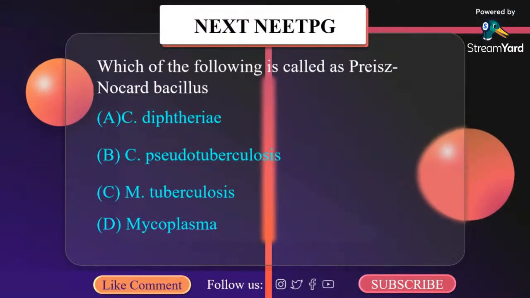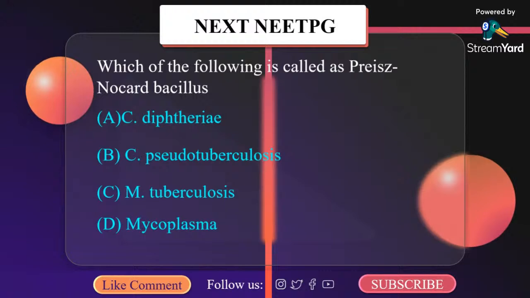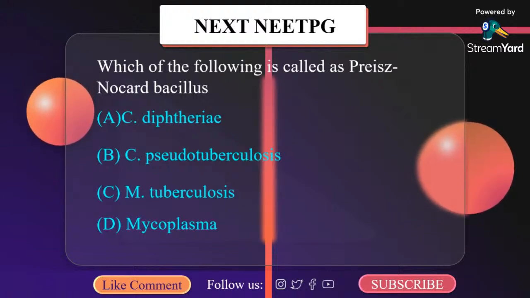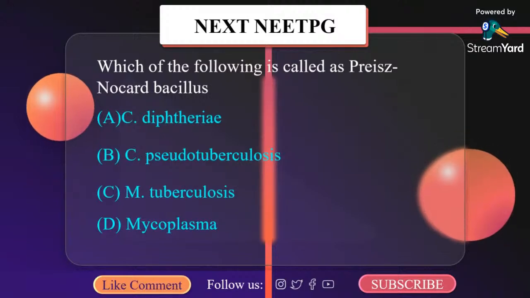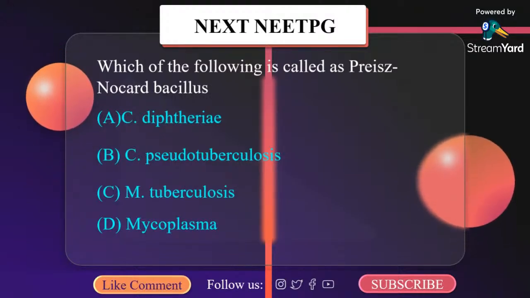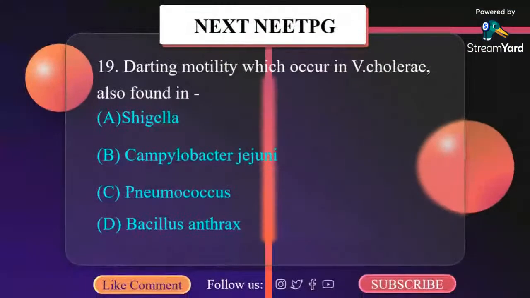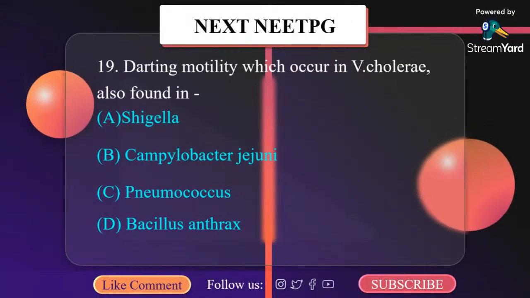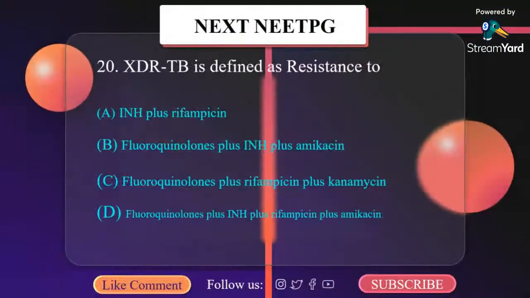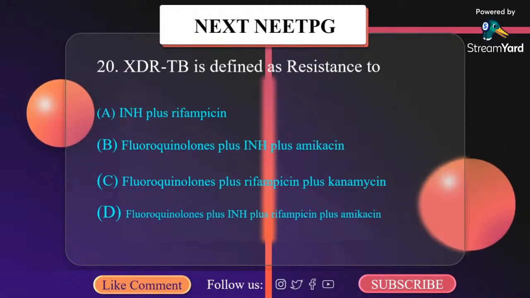Which of the following is called Preisz-Nocard bacillus? Yersinia, Corynebacterium diphtheriae, Corynebacterium pseudotuberculosis, M. tuberculosis, Mycoplasma. It is Corynebacterium pseudotuberculosis. Darting motility is also found in Campylobacter jejuni. XDR-TB is defined as resistance to fluoroquinolones plus isoniazid plus rifampicin plus amikacin.